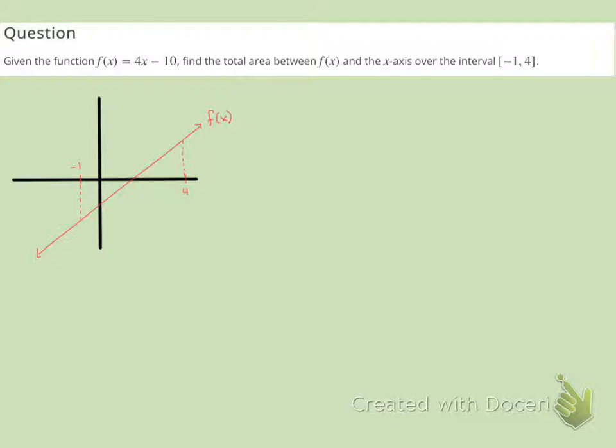So I sketched the graph of f of x. It's a line, it's going to cross the y-axis at -10 and have a slope of 4. And the interval is from -1 to 4. And we want to find the total area between the function and the x-axis. So we have two triangles here. We have that triangle that's above the x-axis and then this triangle that's below the x-axis.